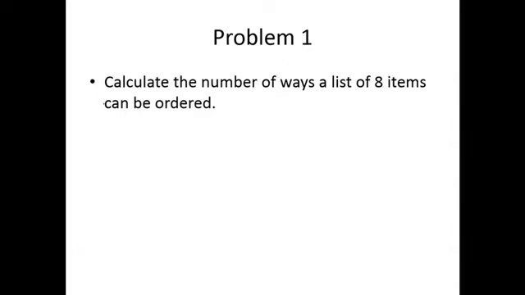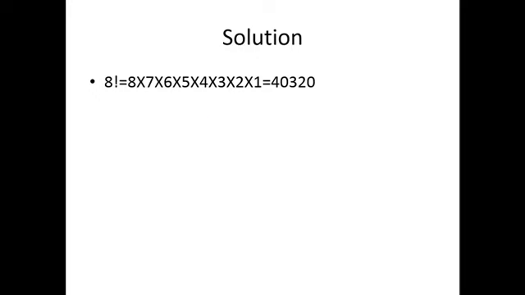Problem 1. Calculate the number of ways a list of 8 items can be ordered. Okay, and so here, keywords: list and ordered. Permutations are all about order. So we take the list of 8 items.